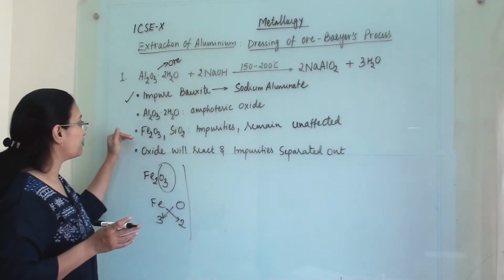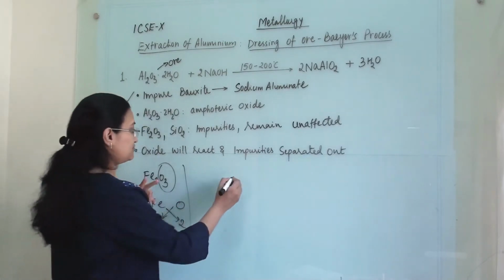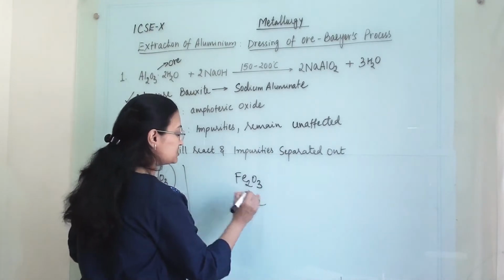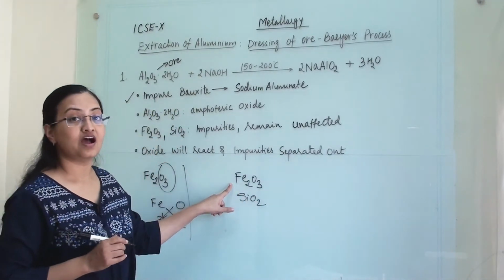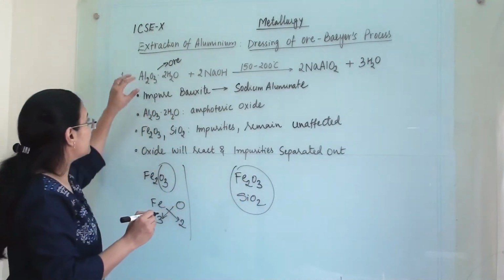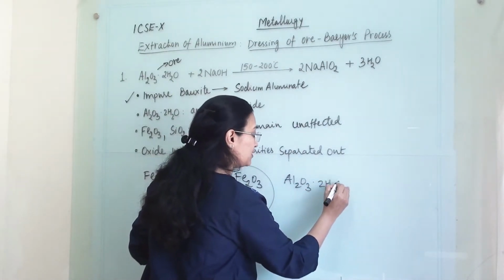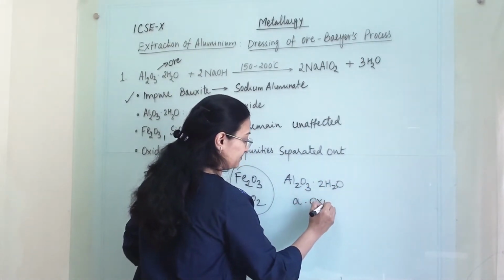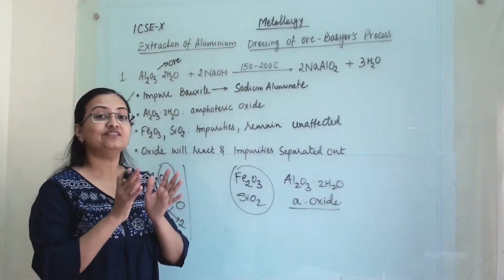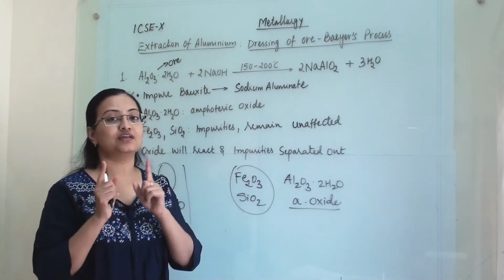Now coming back to our point, in impure bauxite there are two kinds of impurities. First is Fe2O3 and second is SiO2. This is silicon dioxide and this is iron 3 oxide. So these two impurities are there. And our bauxite, Al2O3 2H2O, is an amphoteric oxide. Now what is the meaning of amphoteric oxide? Oxides which, when reacting with acid or alkali, give salt and water.